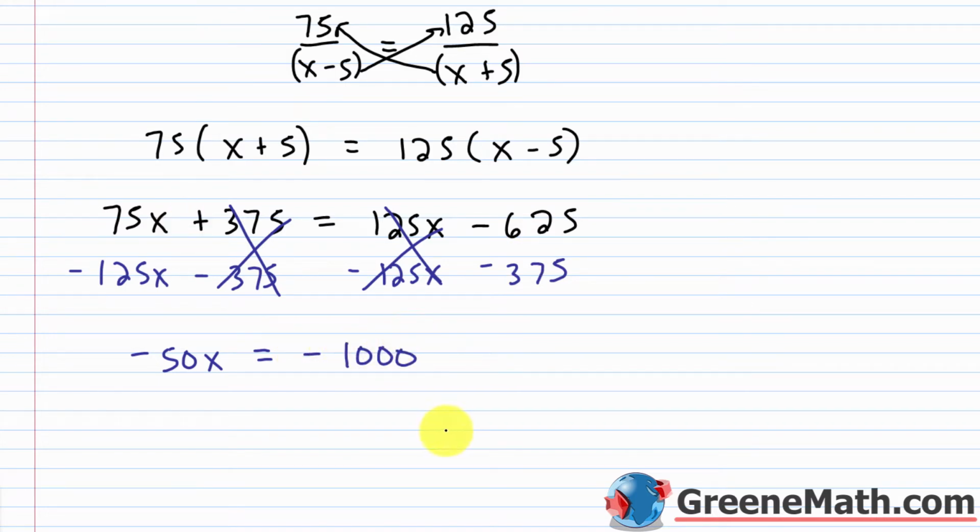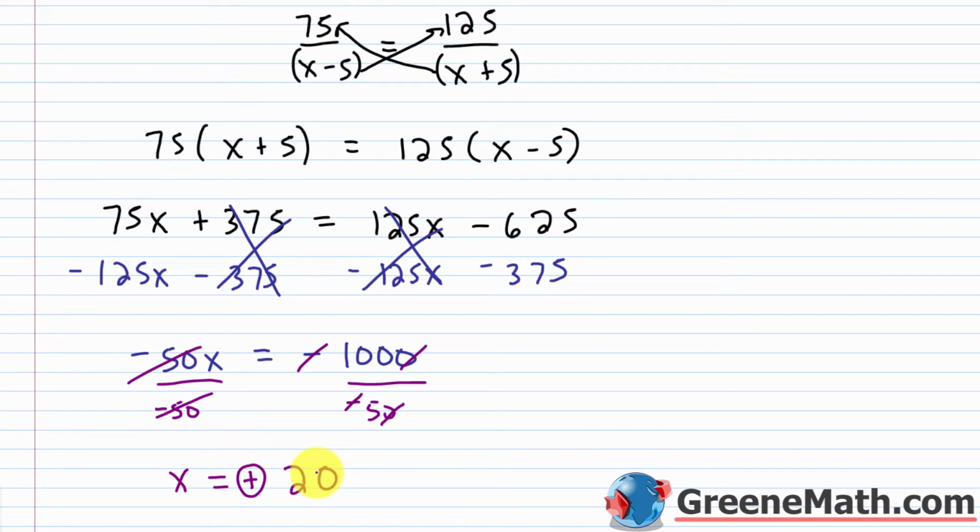So to finish this off, let's just divide both sides of the equation by negative 50. So this will cancel. You'll have x is equal to, negative over negative is positive, and you can cancel a 0 here. You'd have 100 divided by 5, which is 20. So x equals positive 20.